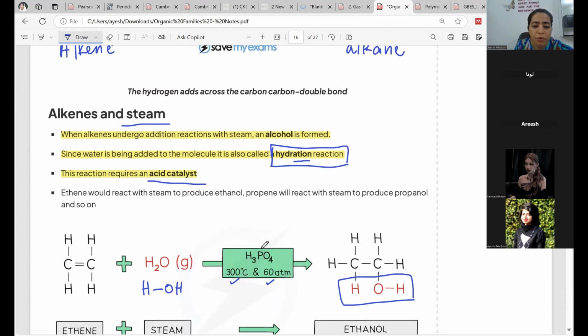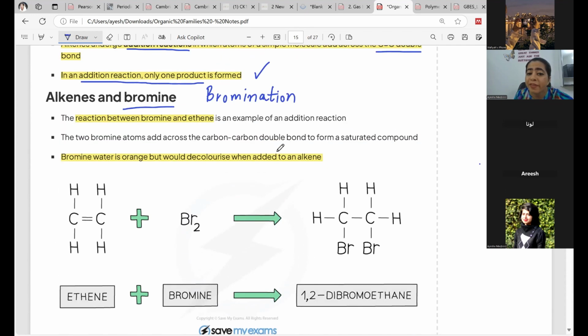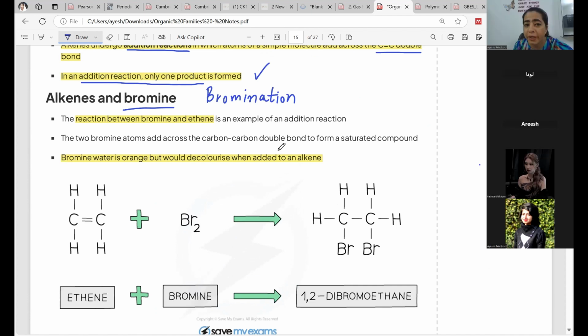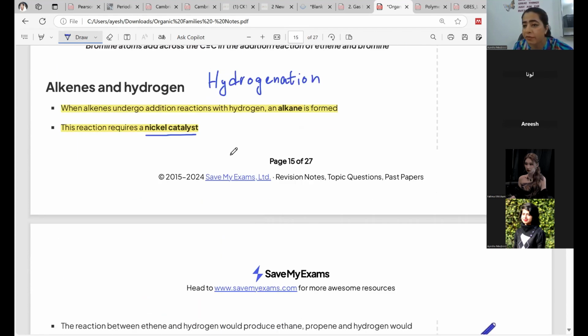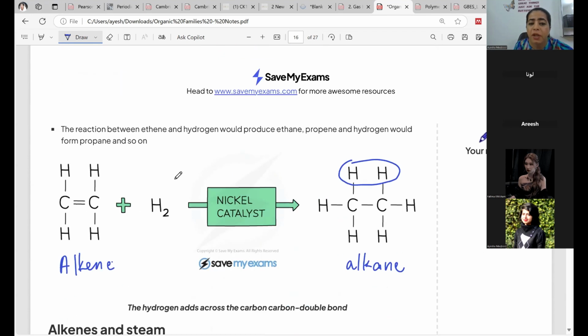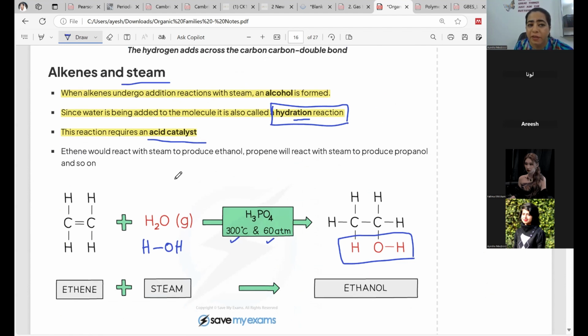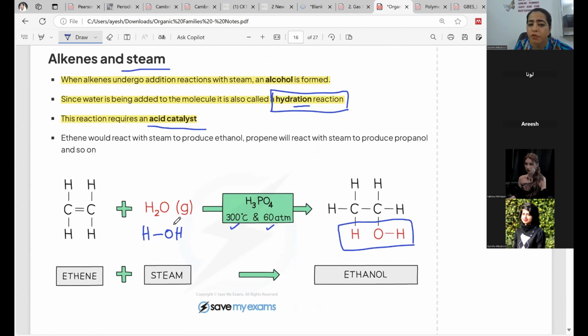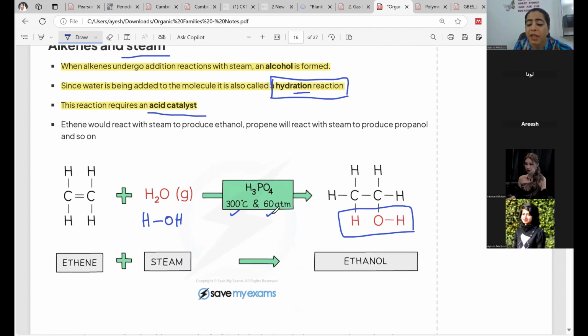The conditions are very important to remember. In case of bromine, there is no specific condition: no catalyst and no heat is needed. It is going to happen at room temperature. In case of hydrogen, a nickel catalyst is needed. Not only nickel; platinum, palladium and some other possibilities are there as well, but nickel is fine, which is written in your syllabus as well. In case of water, heat is needed, so we can say it's steam addition. Catalyst, temperature and pressure, all three things are needed. Now let's see.